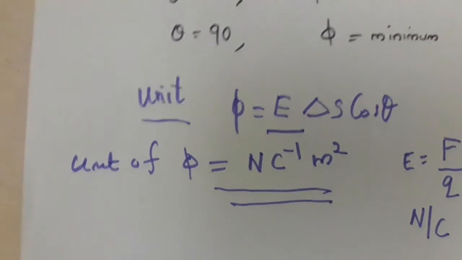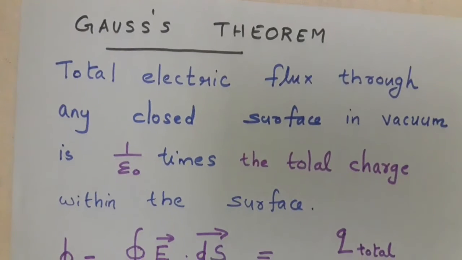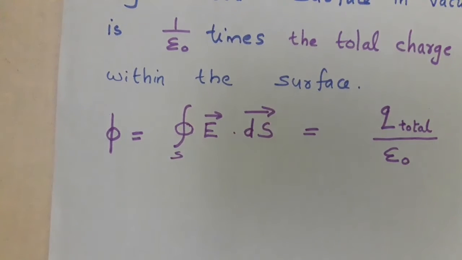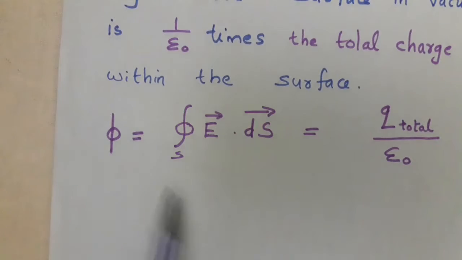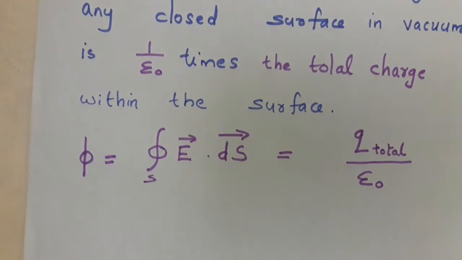Now based on this electric flux, there is a theorem called Gauss's theorem. It's a very important theorem. According to Gauss's theorem, total electric flux through any closed surface in vacuum is 1 by epsilon 0 times the total charge within the surface. So flux is equal to the total surface integral of E dot ds, that is the total flux through any closed surface, is Q total, the total charge in the system in that surface, divided by epsilon 0 if it is vacuum.